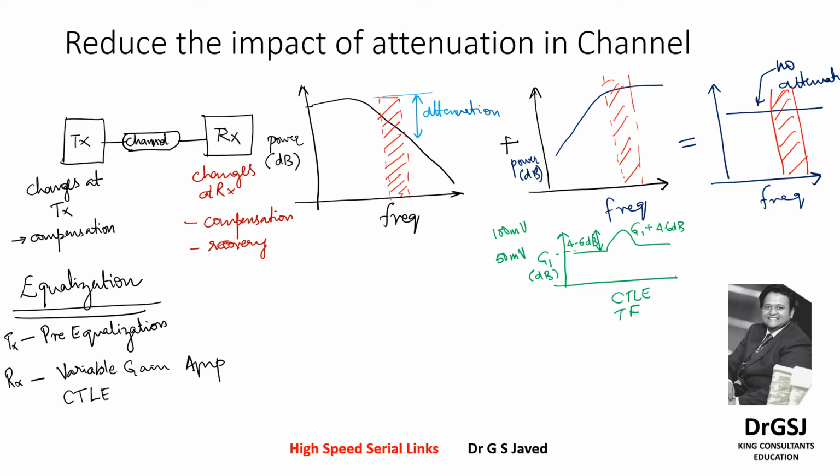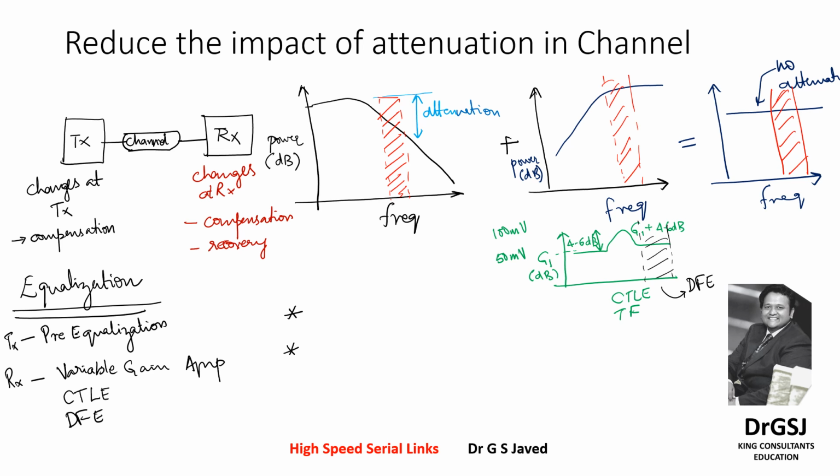After CTLE, you will get something called a decision feedback equalizer or DFE. Now what is DFE? DFE operates in the region beyond here. Whatever attenuation is found here, this would be the region where DFE will come into place. For DFE to come into place, and to what extent the DFE has to play, you need two inputs for that.